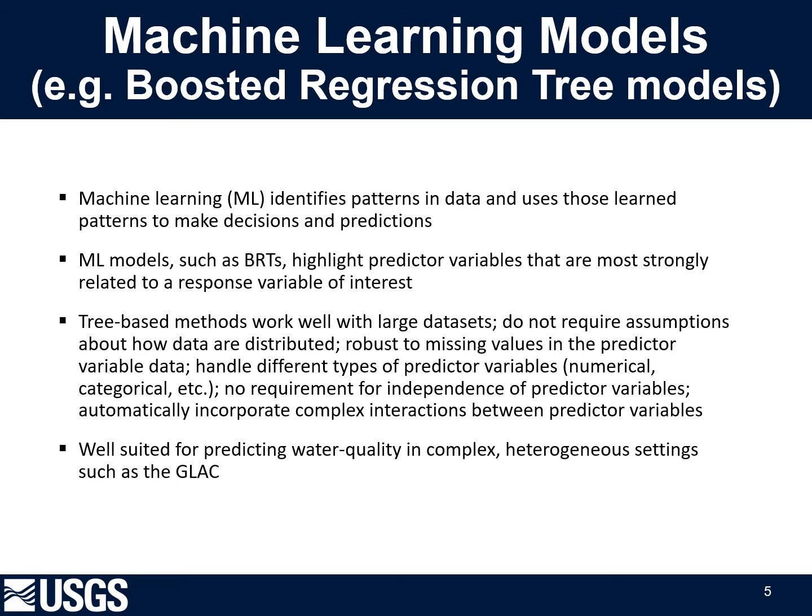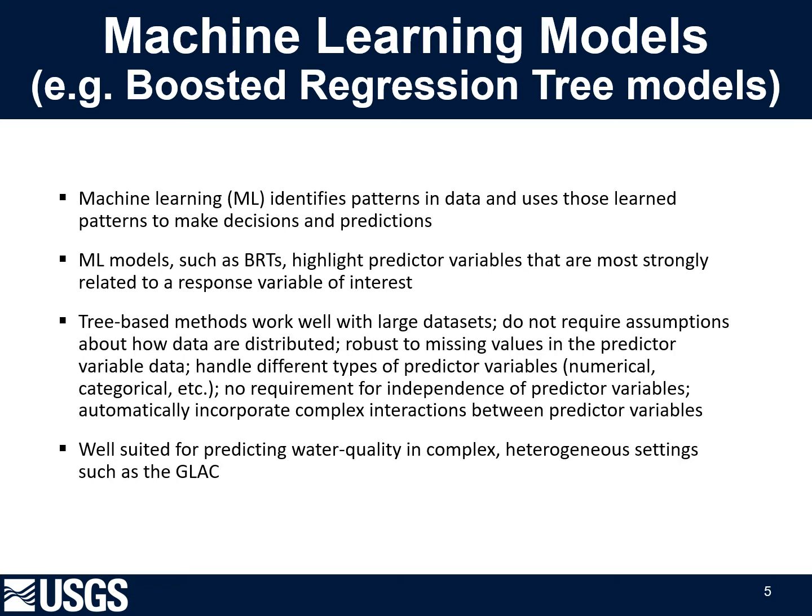And I just want to spend a few minutes talking about some of the aspects of machine learning before we move on to the specific models. In general, machine learning identifies patterns in data and uses those patterns to make decisions and predictions. Machine learning models such as boosted regression trees highlight predictor variables that are most strongly related to a response variable of interest. Tree-based methods work well with large data sets.